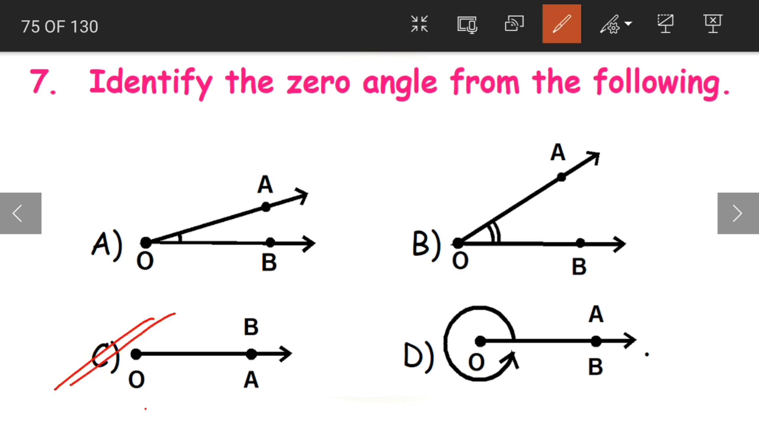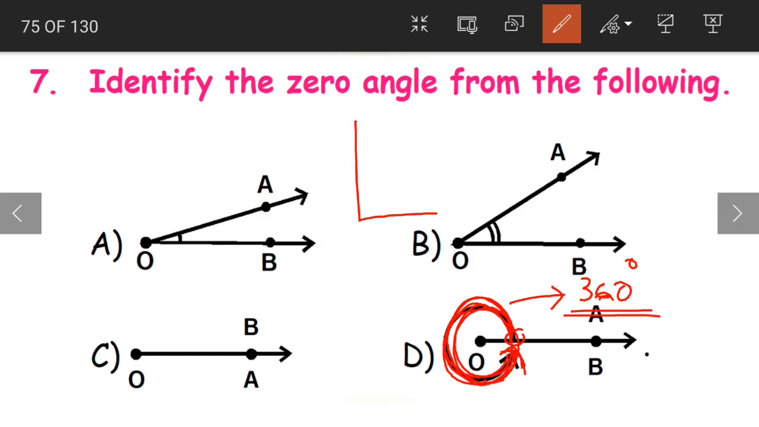Option C. Why not option D? Because if you look at option D, here it is saying that we have to measure the angle from this point to this point. It is a complete circle. It is forming a complete circle. So that means it is a complete angle. When we have a complete angle like this, its measure is equal to 360 degrees. Yes, for the L-shaped angles, the angle is equal to 90 degrees. In the same way, for a complete angle, the measure is equal to 360 degrees.